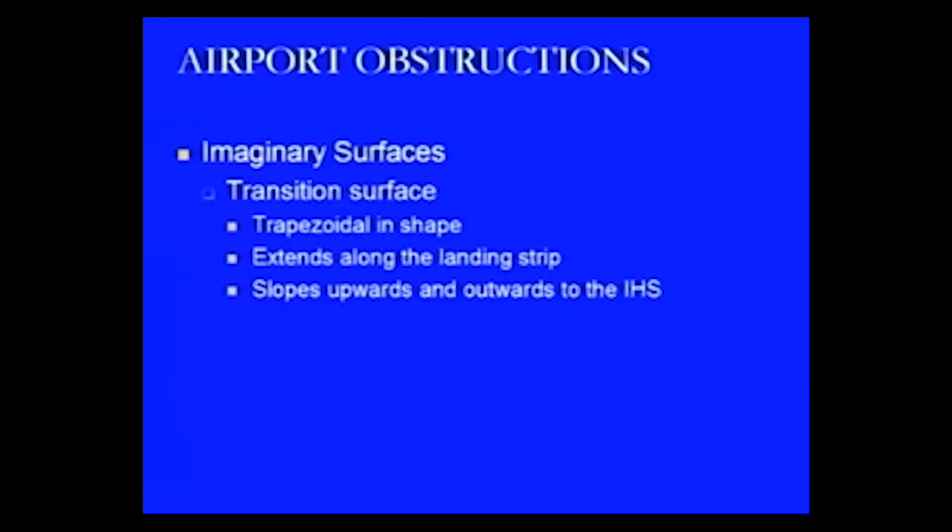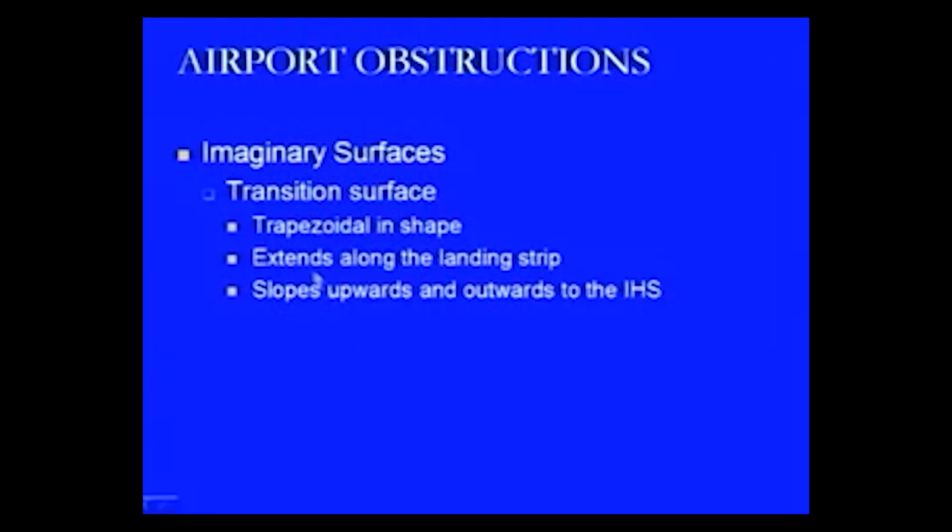Then we come to another imaginary surface, that is the transition surface. This transition surface again is trapezoidal in shape, and it extends along the landing strip, and it slopes upwards and outwards to the inner side of the inner horizontal surface, IHS. That is what we have seen again, that if we go from the inner horizontal surface to the outer horizontal surface, then it is extending in the outward direction and it is going up.